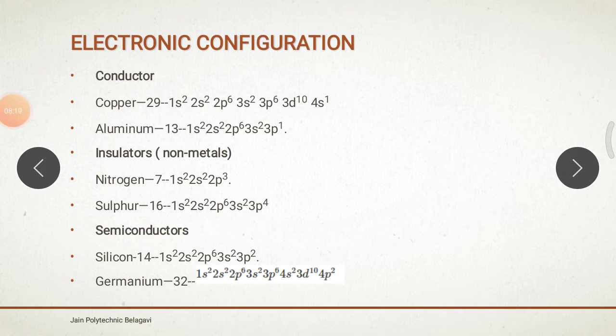So once again, a conductor will have valence electrons less than 4, and insulators will have valence electrons more than 4. Semiconductors will have exactly 4 valence electrons. So depending on the electronic configuration we can characterize conductors, insulators and semiconductors. Valence electrons are nothing but the electrons in the last orbit. Just remember this basic concept.